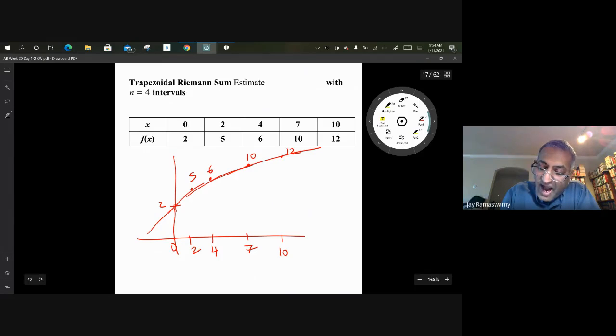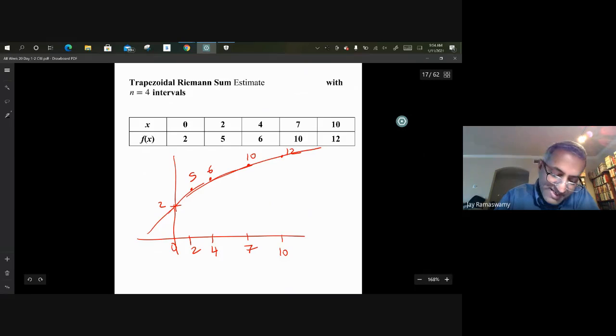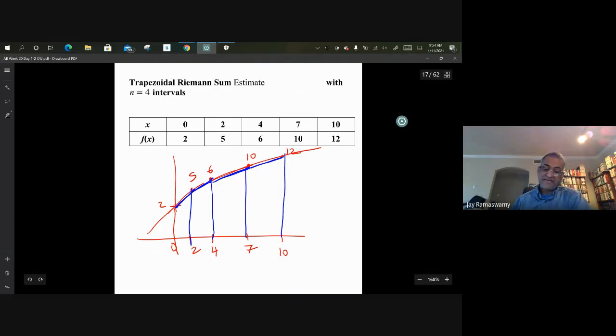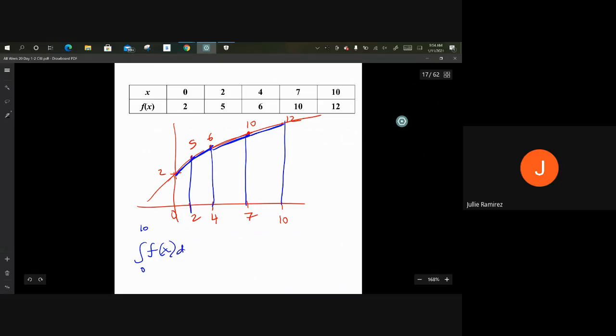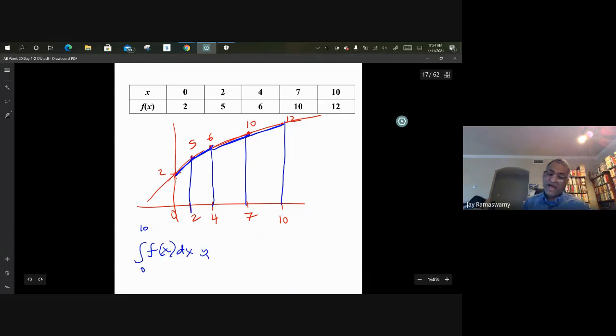Now, guys, I have a blue pen, so I can make it easy. You can see, oh, I see what the trapezoid is. That's the first trapezoid. That's your second trapezoid. That's your third trapezoid. That's your fourth trapezoid. Is everybody okay there? That's what the 4 trapezoids are. So let's set it up. The integral from 0 to 10 of f of x dx is approximately, good habits.